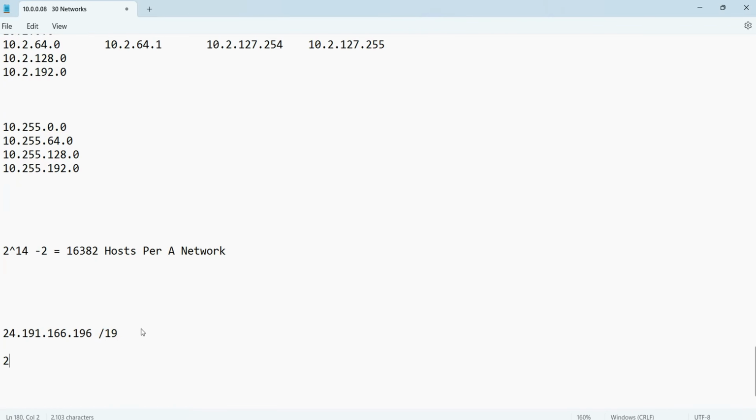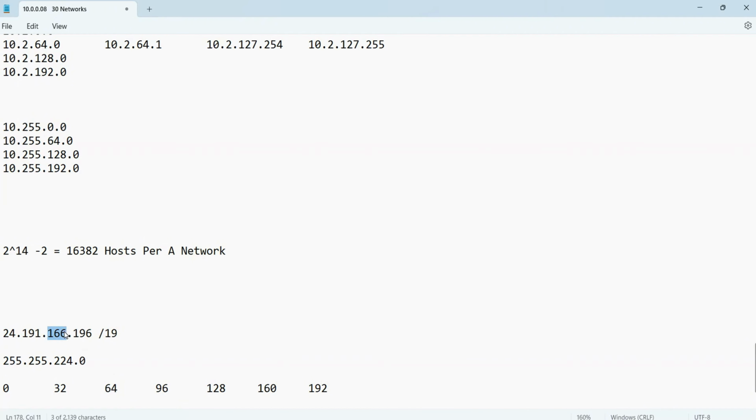Let's put it in our head. 255 is 8 bits. 255 is 16 bits. I need 3 more bits, right? 128, 64, 32. I add them up together. I get 224. That's 0. So my jump start is 32. 0, 32, 64, 96, 128, right? And then 32, 160. And then what? 192. All right.